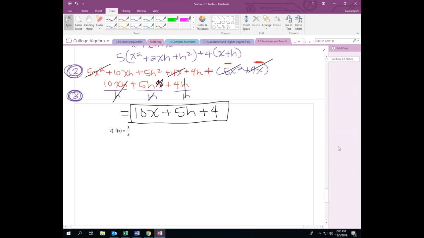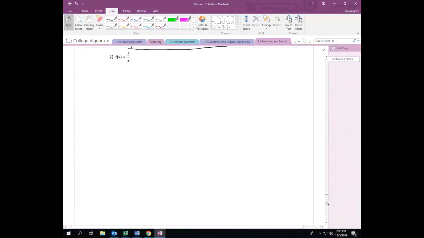Now the last one here, excuse me, is a rational equation. And we are going to do the same thing to find our difference quotient. We start off with, first step, f of x plus h, which means that everywhere we see an x, we're just going to replace it with the expression. Well, that's really easy. There's only one x in there, and it's on the bottom. 3 over x plus h. Well, that's done. Step 1.